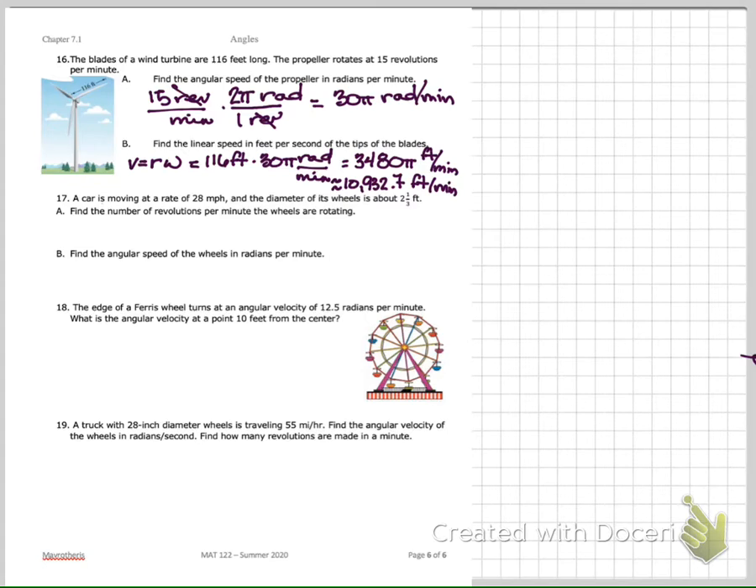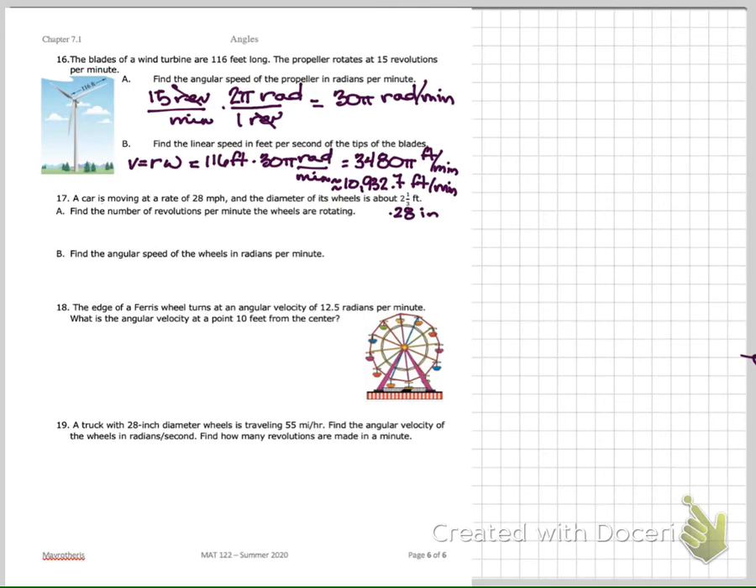Okay, 17A, we've got a car moving at a rate of 28 miles per hour. We've got the diameter of the wheels at 2 1/3 feet. And so here is the first thing I did. I'm not crazy about the 2 1/3, even if I convert it to a decimal. I've got 0.33 repeating. So I'm going to go ahead and convert this to inches. I know there are 12 inches in a foot, so 24 inches in 2 feet, and 4 inches in a third. So 24 plus 4, I get 28 inches for the diameter of that wheel.